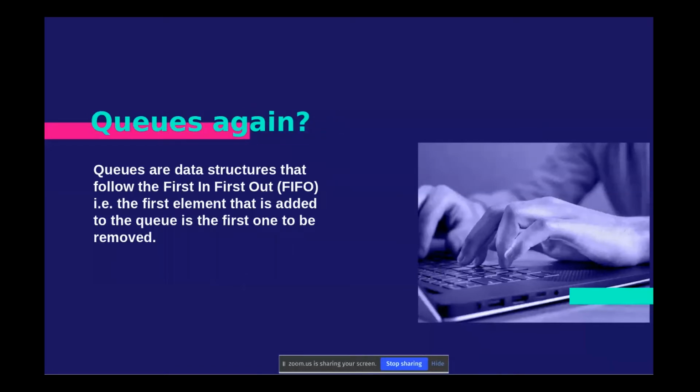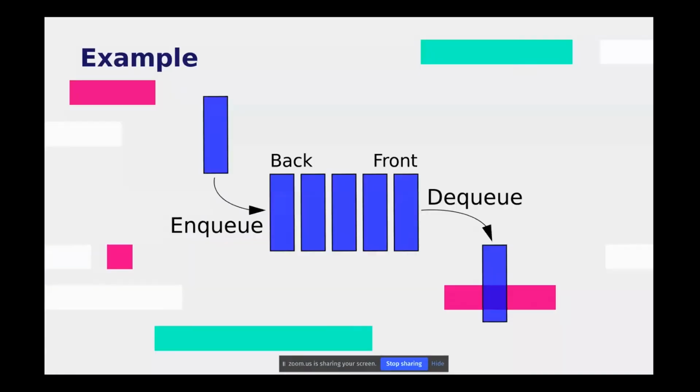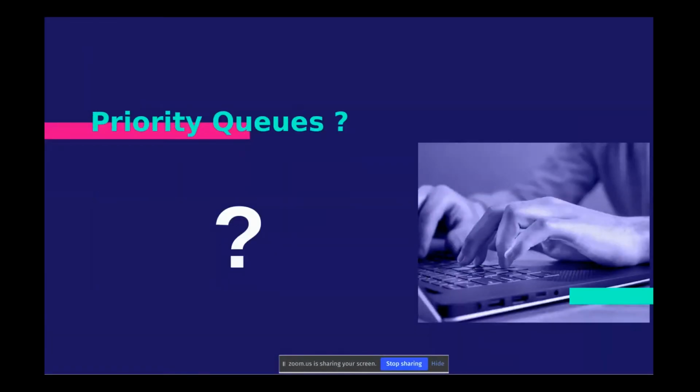If you look at the previous example, the supermarket example, there they have no priority, or we can say they all have equal priority. The one who enters first exits first. But in a priority queue, the one who enters with the highest priority will be the one to exit first. So the highest priority will be processed first.